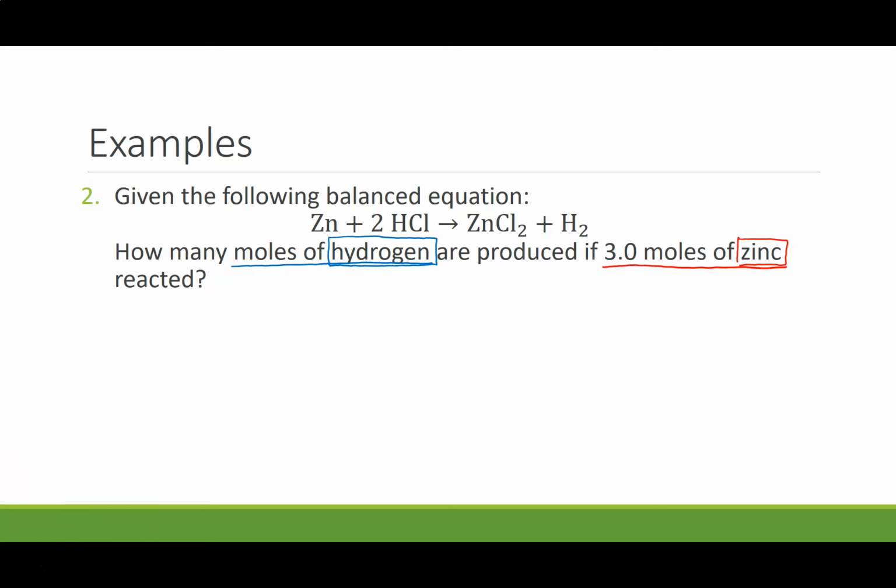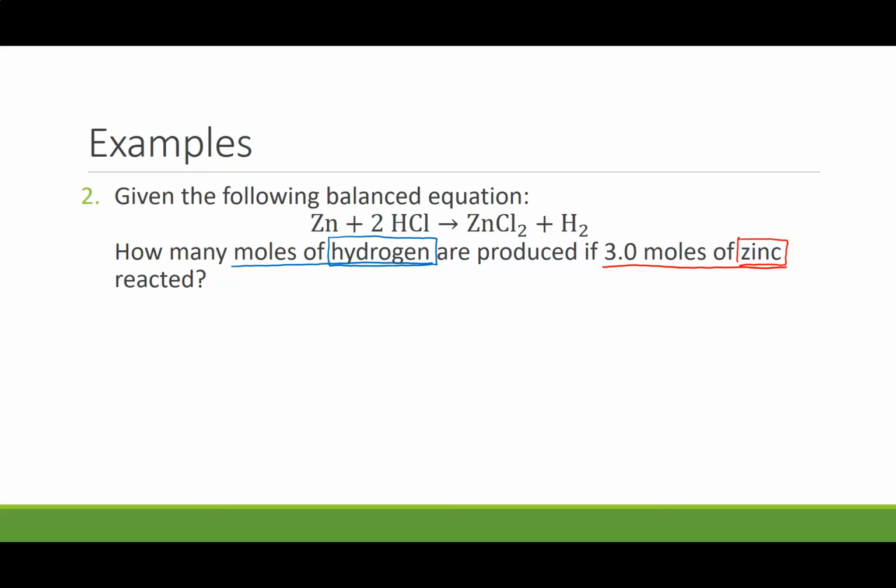The second step in the stoichiometry problem solving is to write a balanced chemical equation. Well, we already have a balanced equation that was given to us, so we can skip that step. Step 3 is to convert the given to moles.